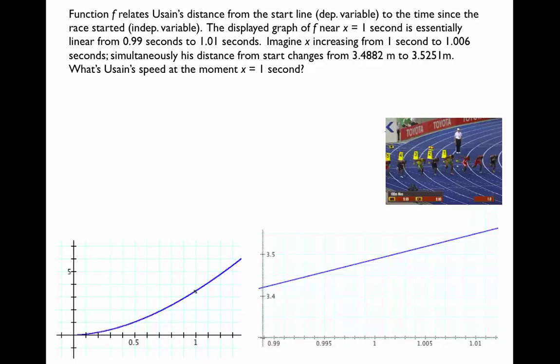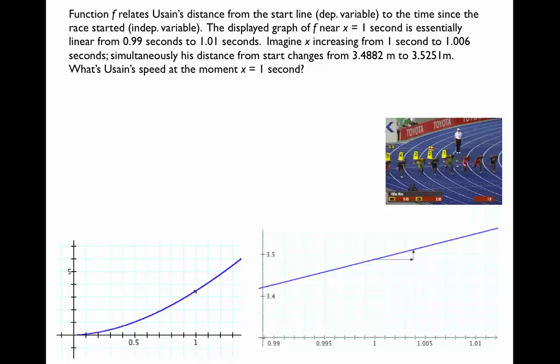Okay, so now we're going to imagine x increasing from 1 second to 1.06 seconds, and I'm showing that here in the animation. Simultaneously, the distance from start changes from 3.4882 to 3.5251. Okay, so the ultimate question is what is his speed at the moment 1 second?